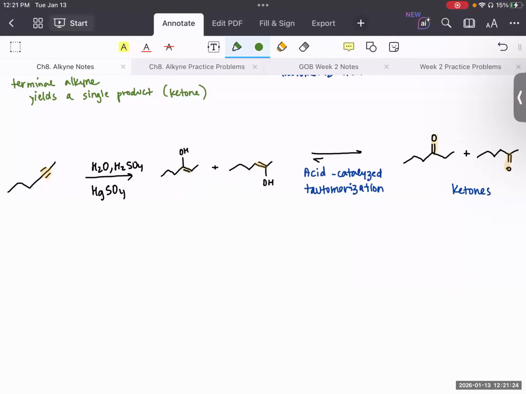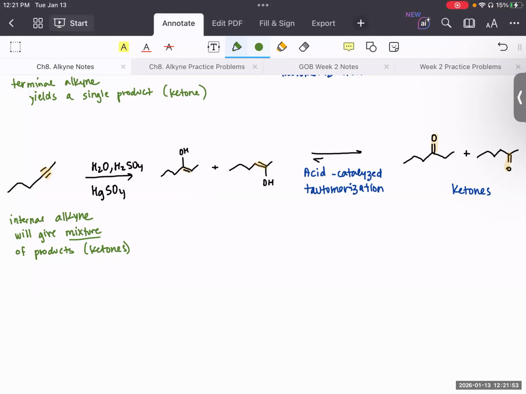And so what that means is that an internal alkyne will also give a mixture of products that are ketones. If we wanted to do this reaction with the internal alkyne, it doesn't matter what reagent you use, you will still get a mixture of products, and you'd have to do some purification steps to isolate only one of the products.